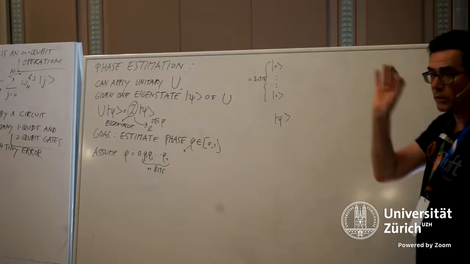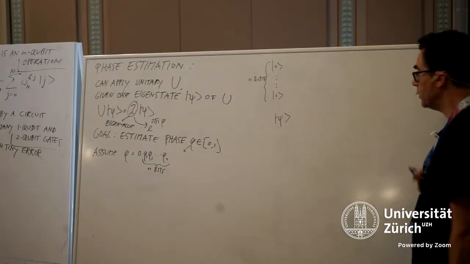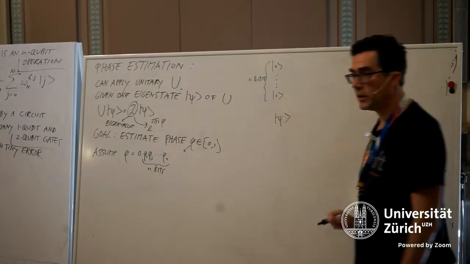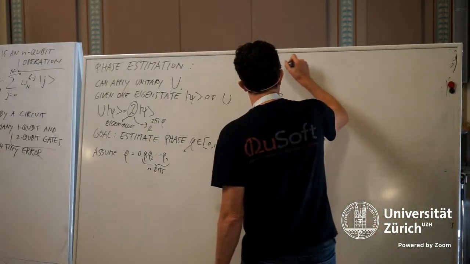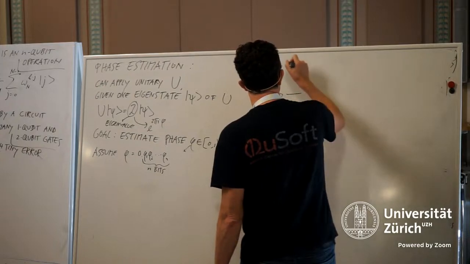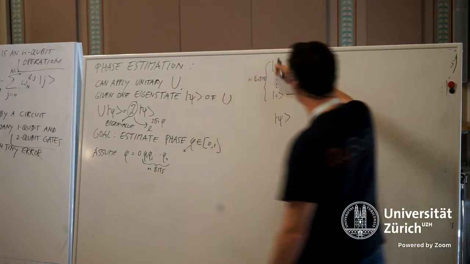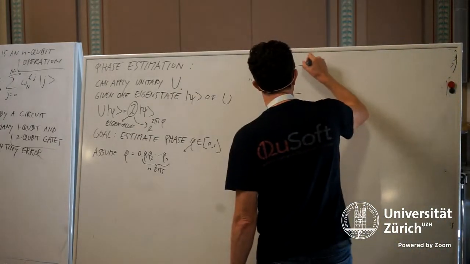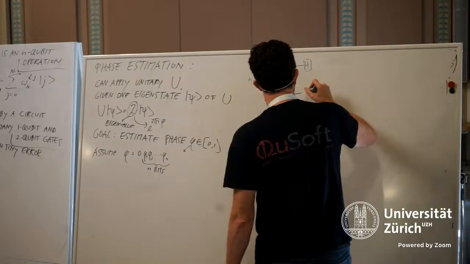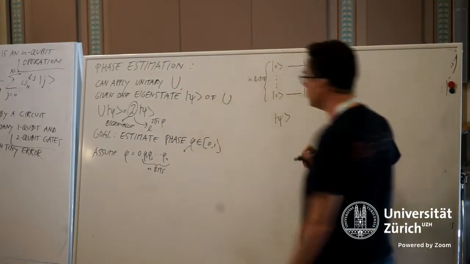We have one copy of the eigenstate, and that's it. So I can only use one of these. I shouldn't destroy it. So I'm going to start by putting all the n qubits that will contain the estimate in a uniform superposition. And we know how to do that. We just use Hadamard gates on each of these little n qubits.